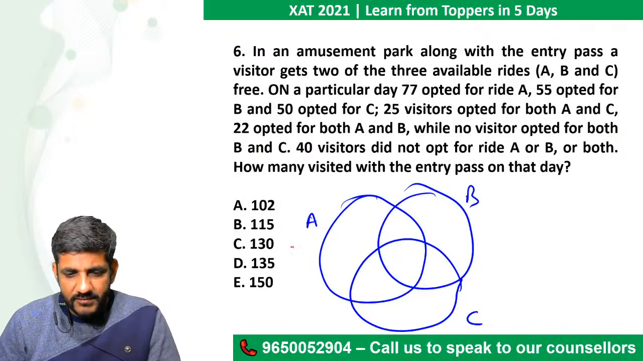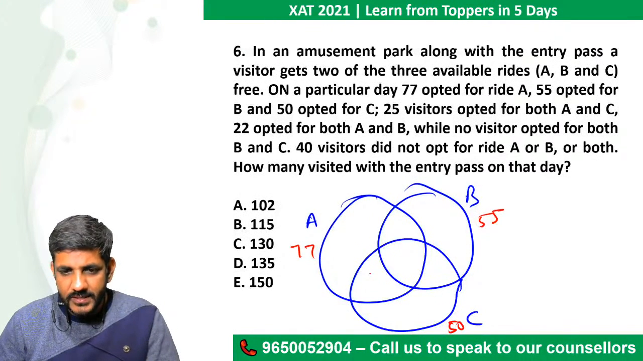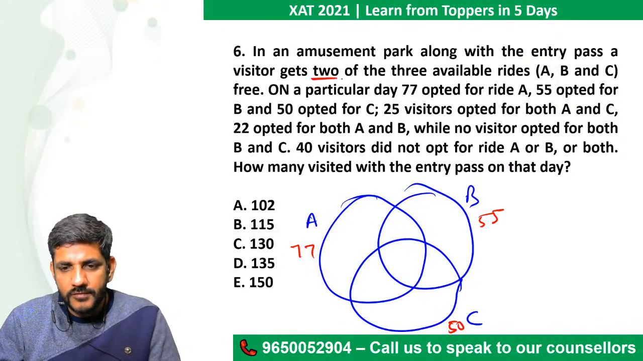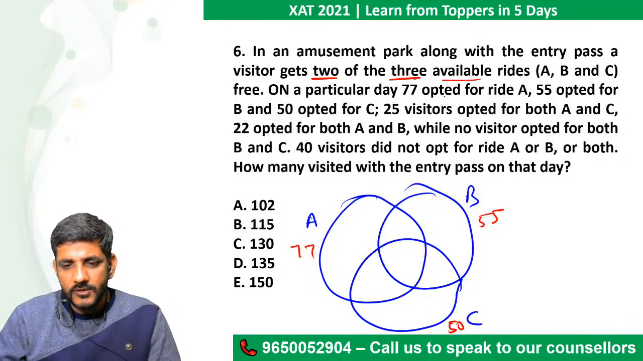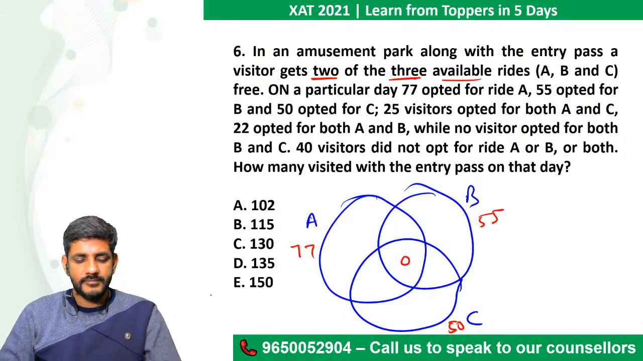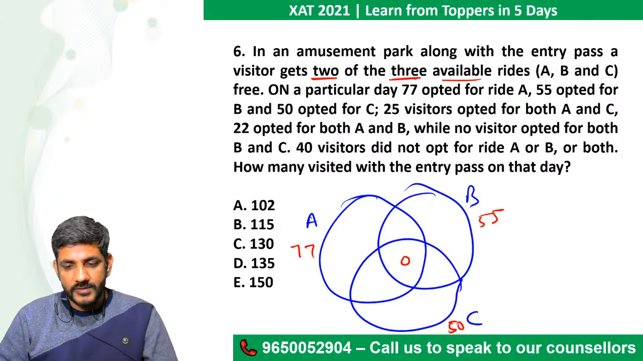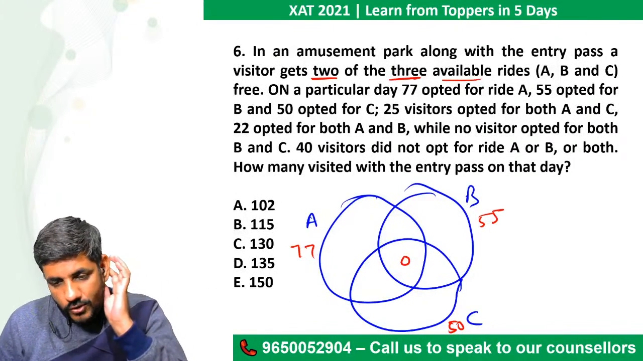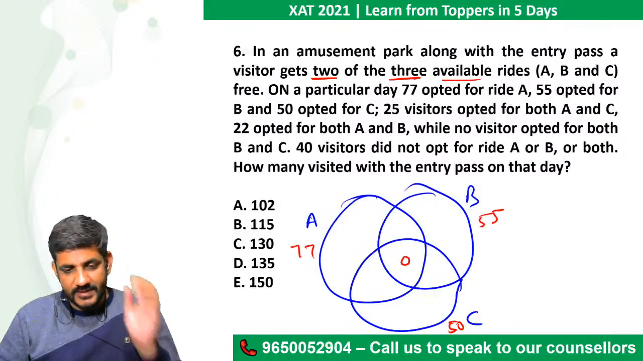So 77 opted for A, 55 opted for B, 50 opted for C. 25 opted for... okay, it was written earlier that a visitor gets 2 of the 3 available rides. So no one gets all 3. If people are getting 2 of 3, no one gets all 3. No Shreyansh, we don't get a calculator inside.